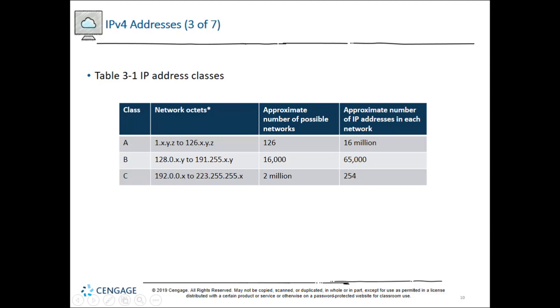If we were to give an idea of why we ran out of addresses, figure there's 7 billion people on the planet. If we were to say I've got 16 million addresses on 126 of these networks, 65,000 on 16,000 of these networks, and 254 addresses on 2 million of these networks, that's just not enough addresses if we take into consideration the number of IP addresses you yourself are using right now. Now think about that. How many addresses are you using?